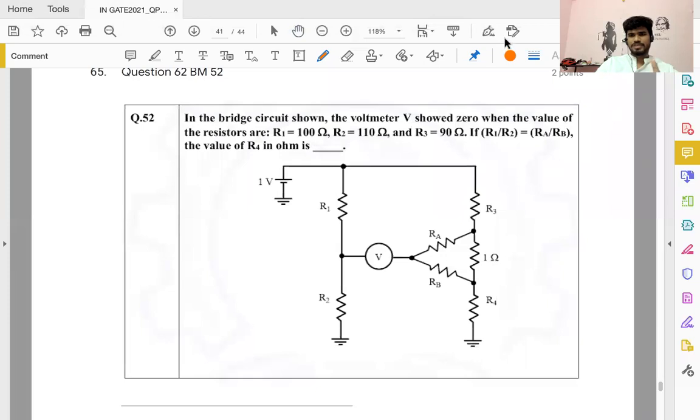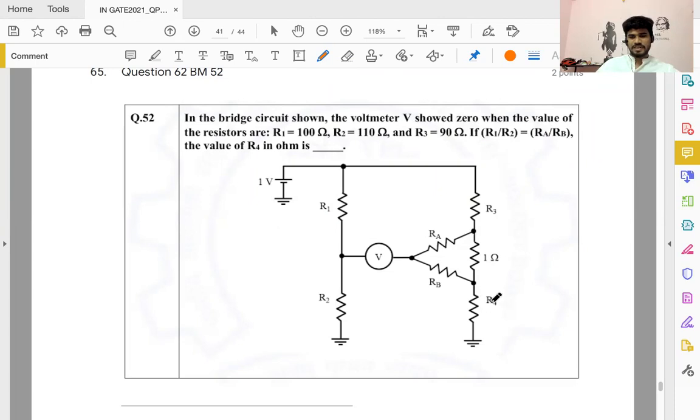Kelvin double bridge. No one solved this. I told you, though it looks complicated, things are balanced. The conditions are very, very simple. This says the double bridge is balanced. So this by this is this by this, which holds good under balance. The unbalanced condition of the Kelvin double bridge, at least forget it for now.